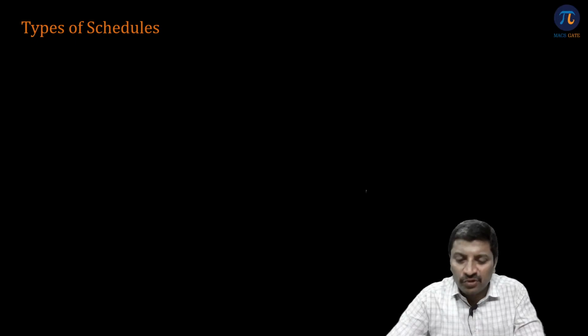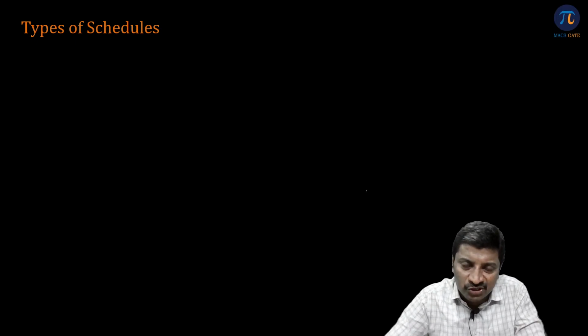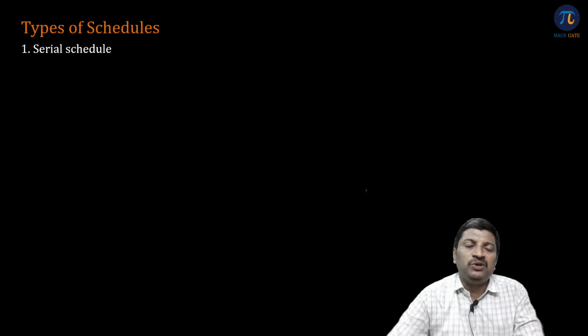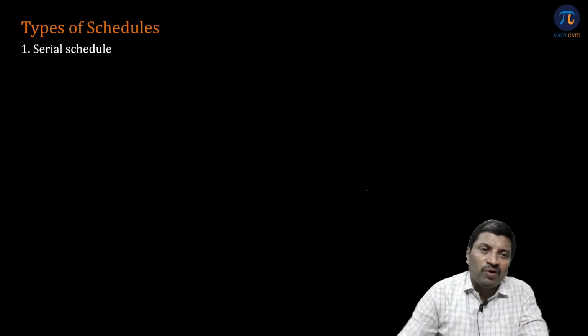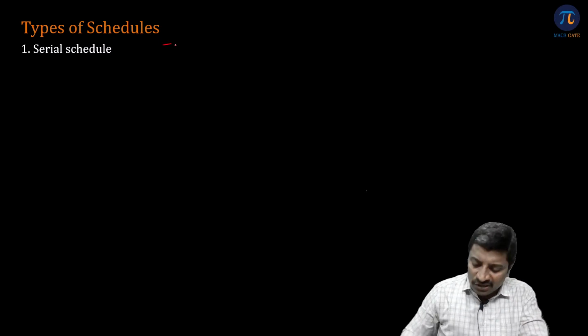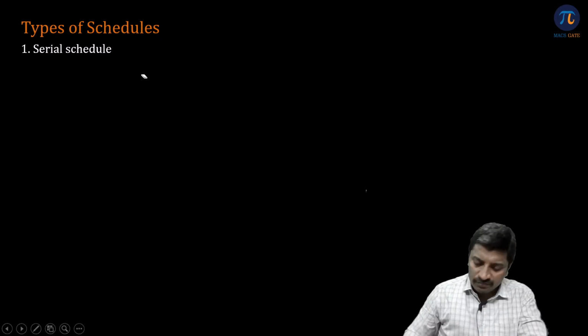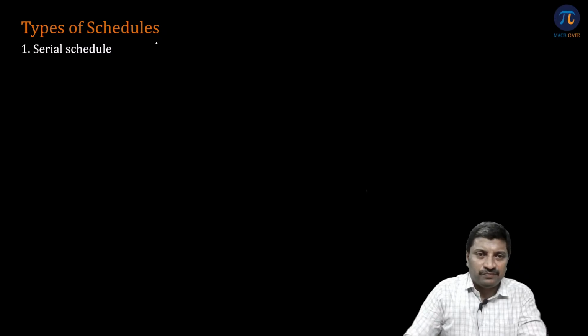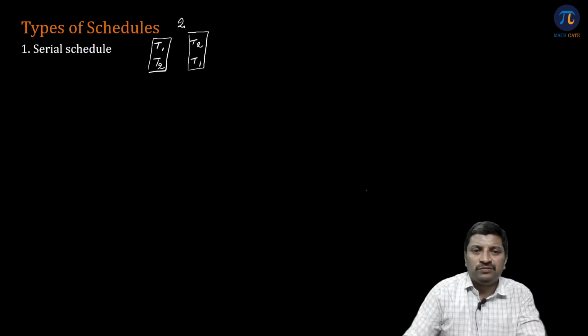Before going to that, first let me explain the types of schedule. These types of schedules we have already seen. Coming to the first one, serial schedule. What is a serial schedule, sir? If I don't complete the operations of the first transaction, I don't start the second transaction. So either it may be T1 followed by T2 or T2 followed by T1. This is only when I have 2 transactions.